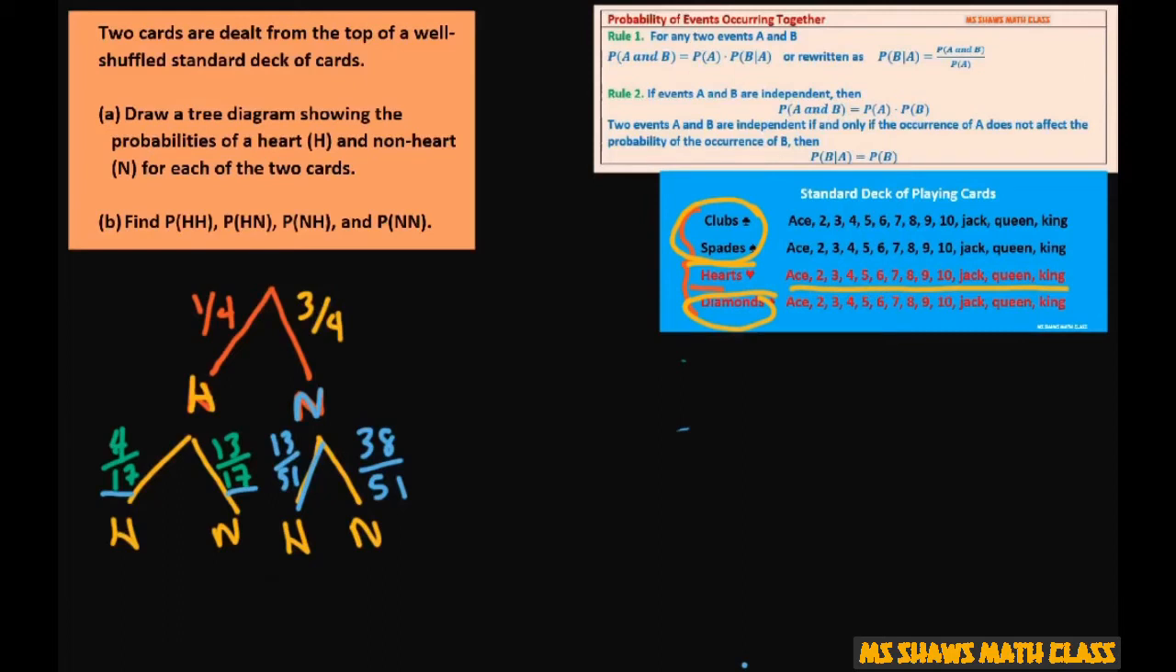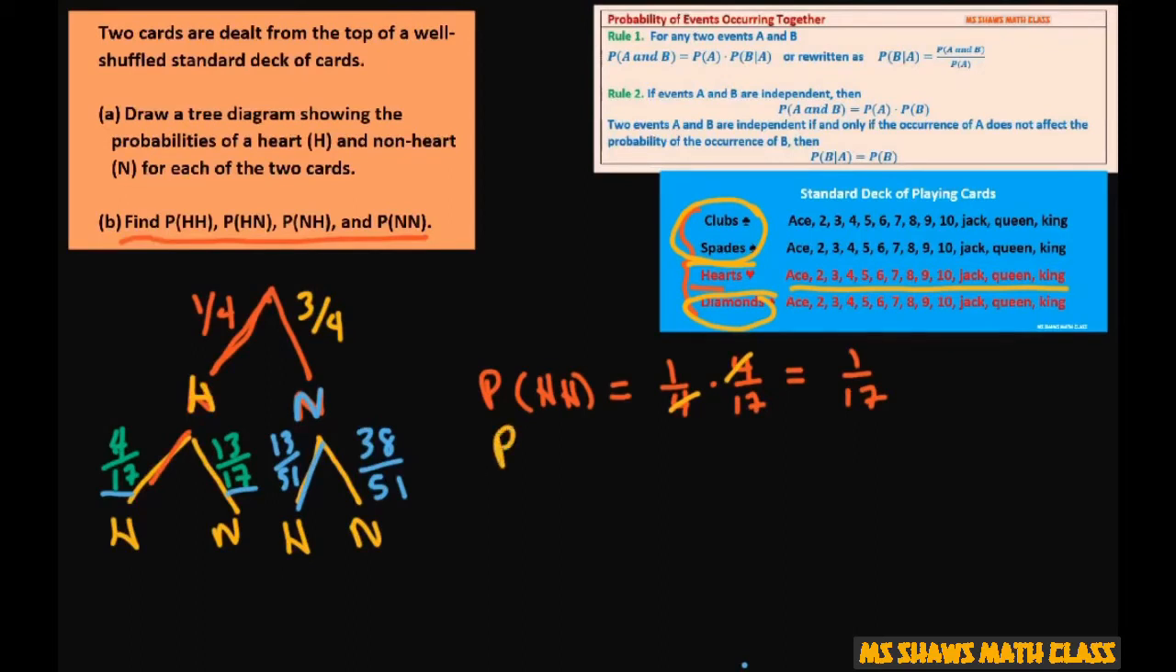All right, so now that we have our tree diagram, we have to answer these questions. The first one, probability of heart, heart. That one's going to be this one and this one. So that's 1/4 times 4/17, and that's going to equal 1/17. If you're good with the algebra, you notice these two cancel out, so you don't have to put it in the calculator.